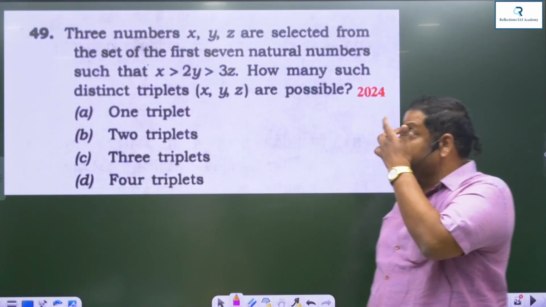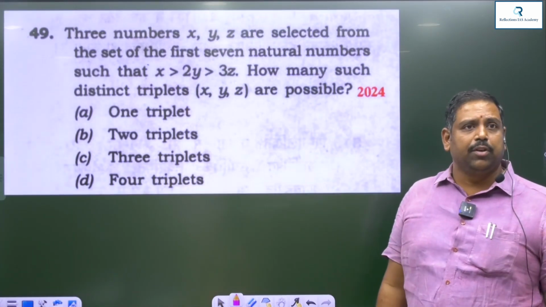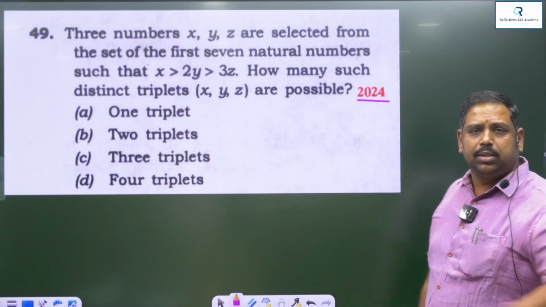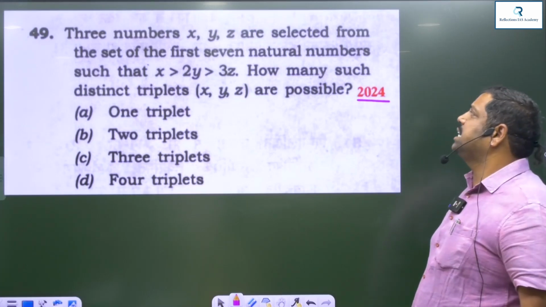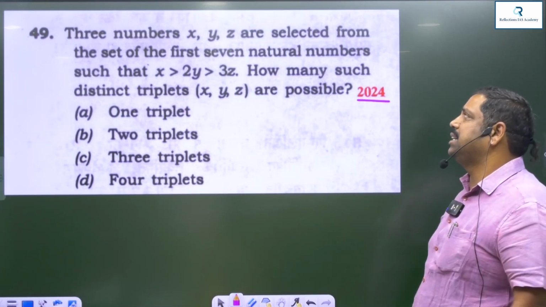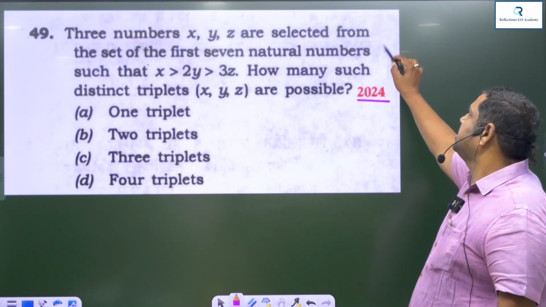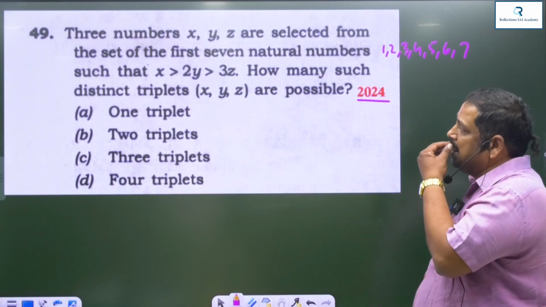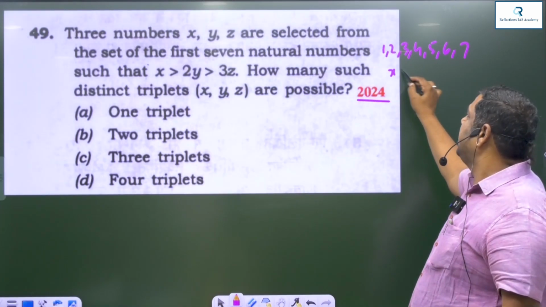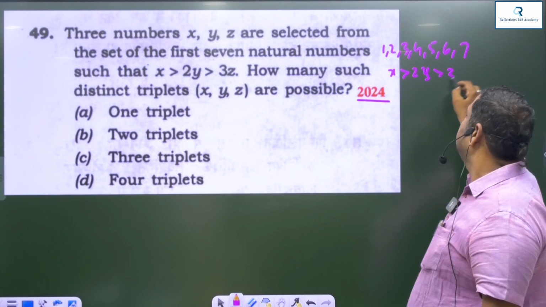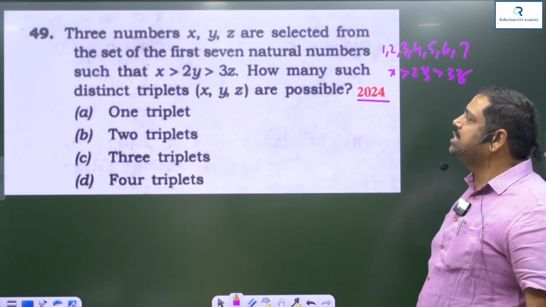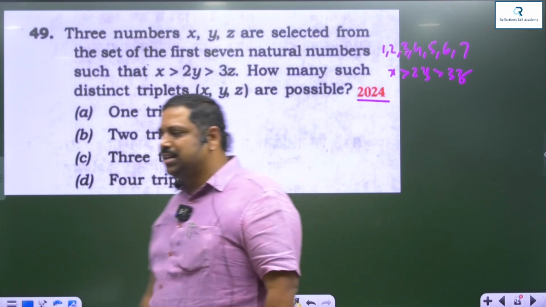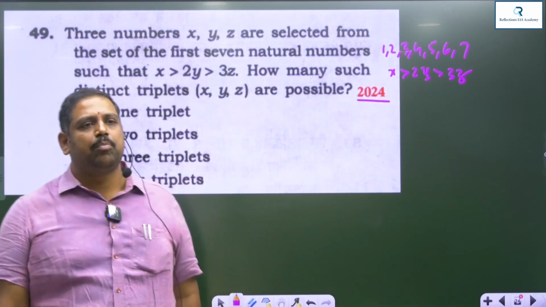Okay, shall we go to the next one here? This is also a 2024 paper. So 3 numbers x, y and z are selected from the set of first 7 natural numbers. First 7 natural numbers means 1, 2, 3, 4, 5, 6 and 7, such that x is greater than 2y is greater than 3z. How many such distinct triplets of x, y, z are possible?